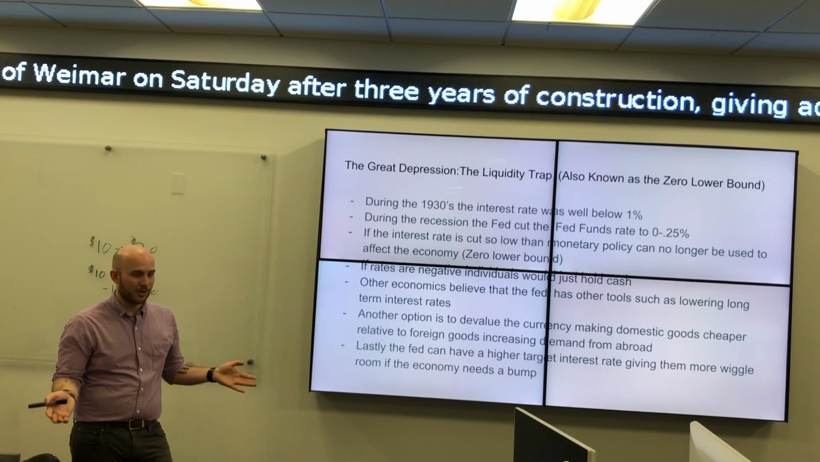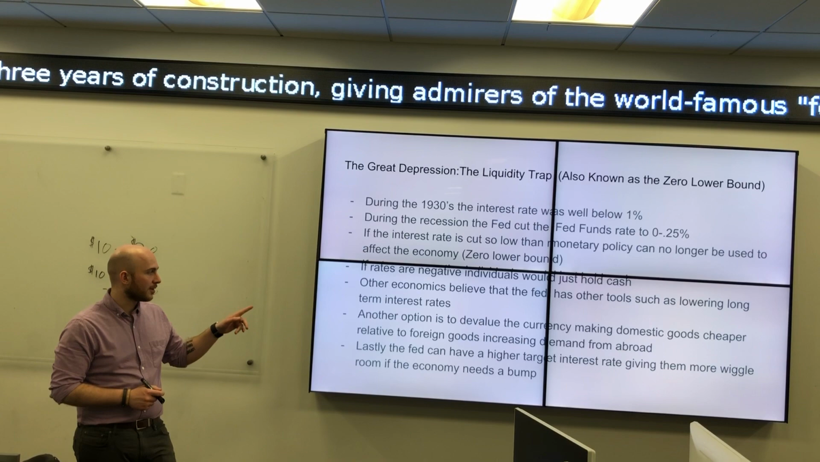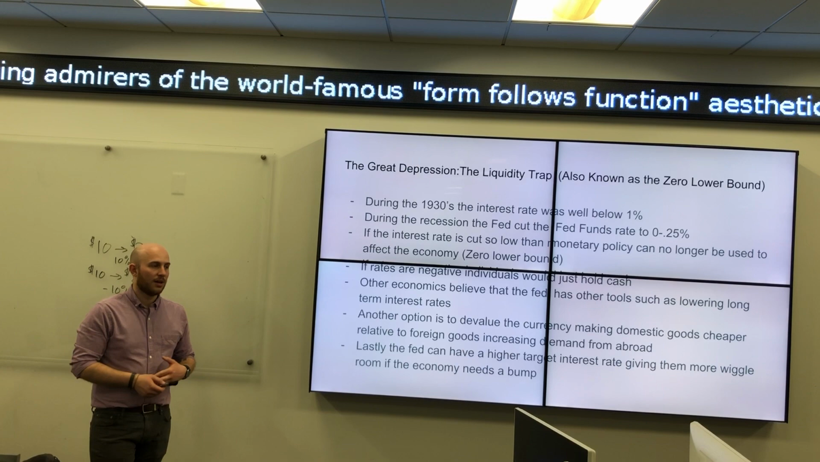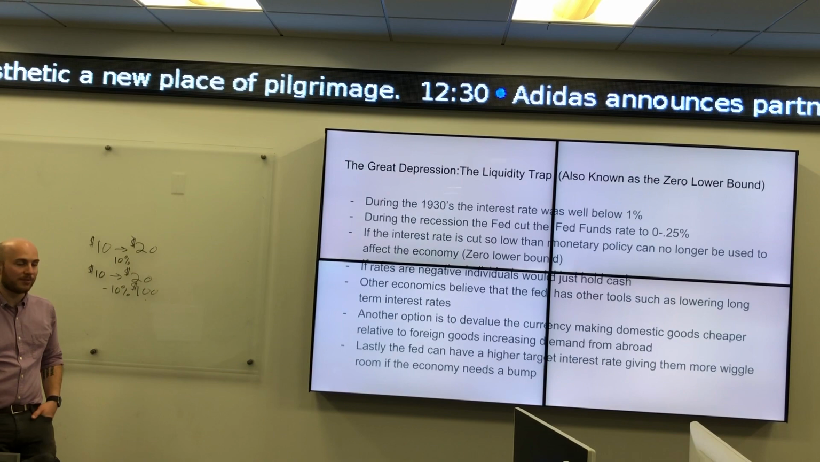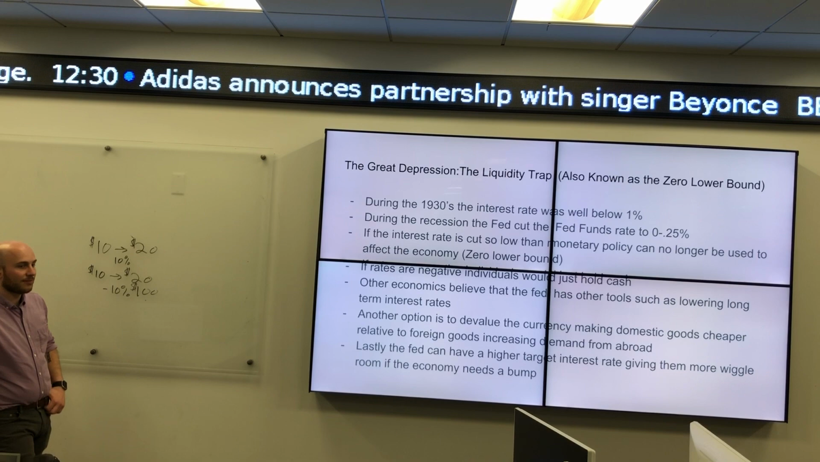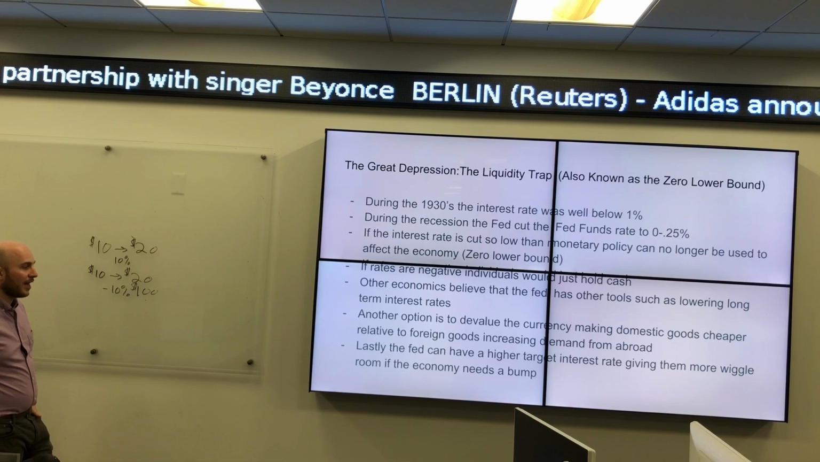Other economists believe that the Fed has other tools such as lowering long-term interest rates, which is an option. Another option is to devalue the currency, which will make domestic goods cheaper relative to foreign goods, and it will increase the demand from abroad. So that's essentially us just printing money, really. And lastly, the Fed can have a higher target interest rate, giving them more wiggle room if the economy needs a bump.